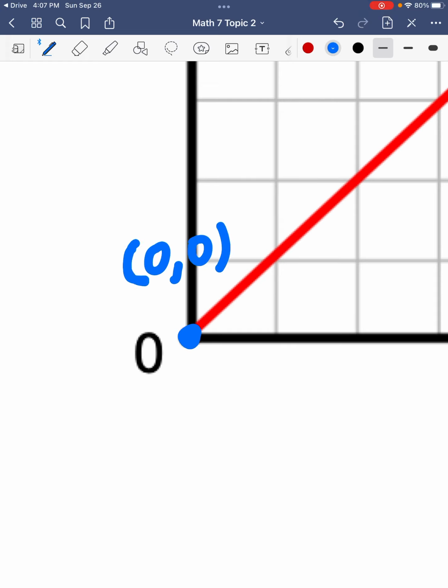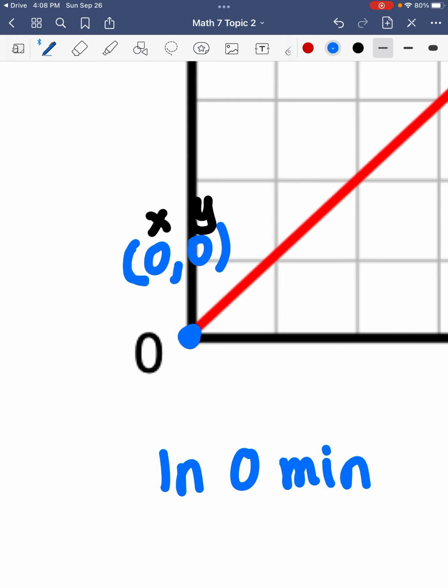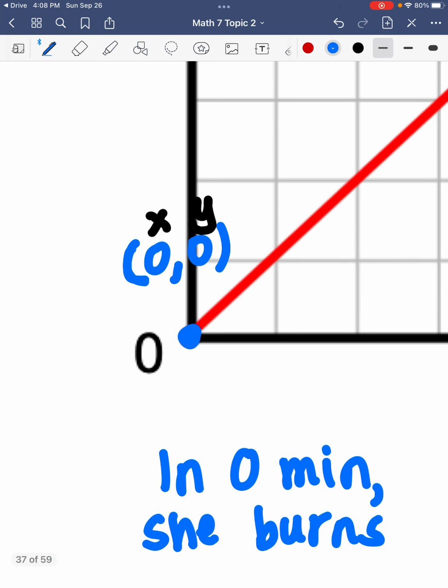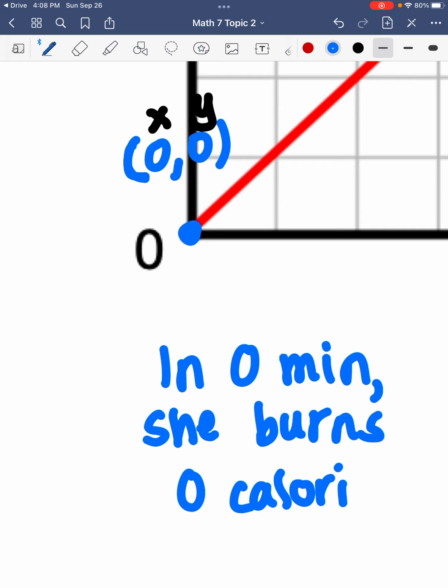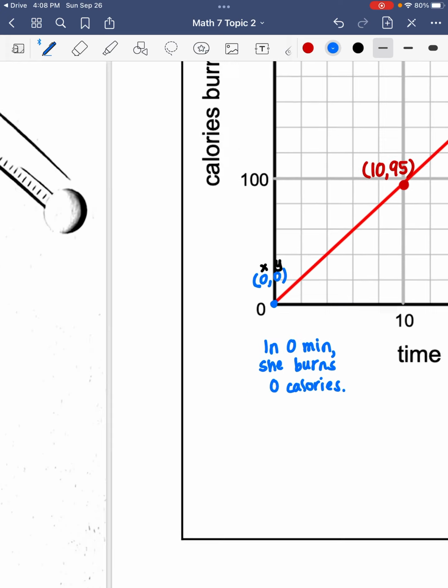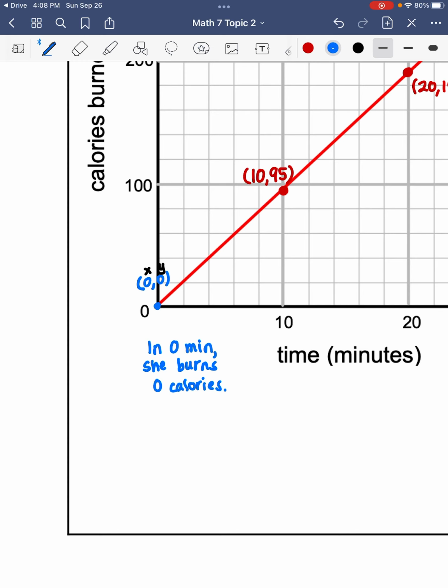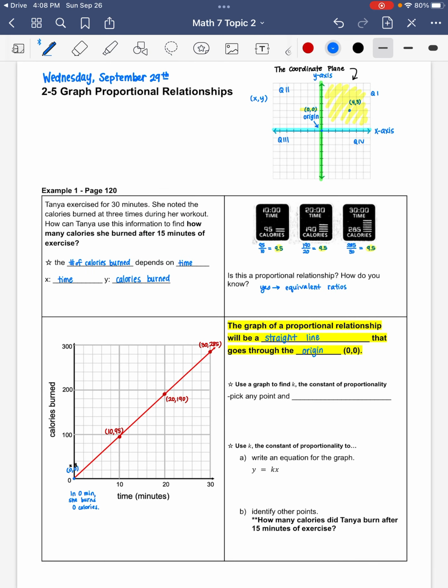Okay, so 0, 0. Remember, my x value is that first 0 and my y value is that second 0, right? So what this means is that in 0 minutes time, or if she spends 0 minutes exercising, she burns 0 calories. And all that really means is that if she doesn't exercise, she doesn't burn any calories. So it makes sense that our proportional relationship graph starts right there at the origin. Okay? So every single graph of a proportional relationship will be a straight line that goes through the point 0, 0.